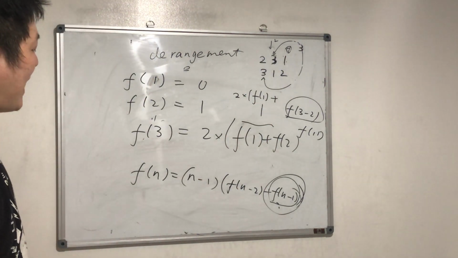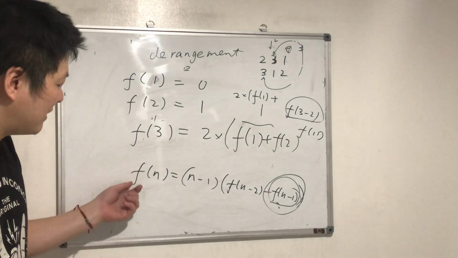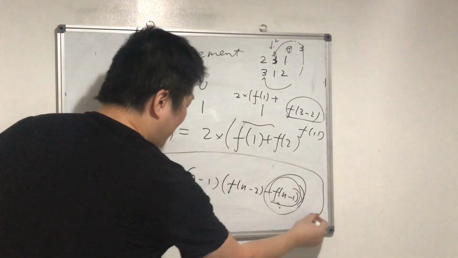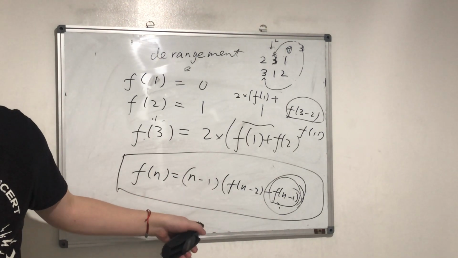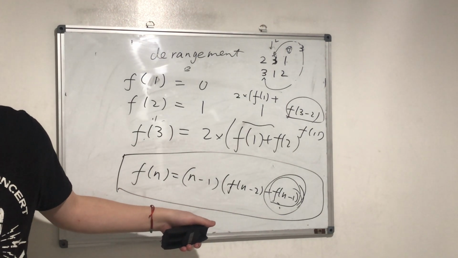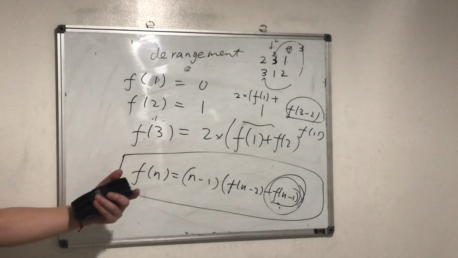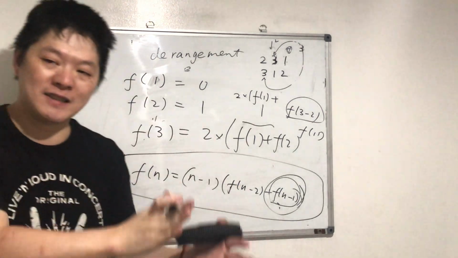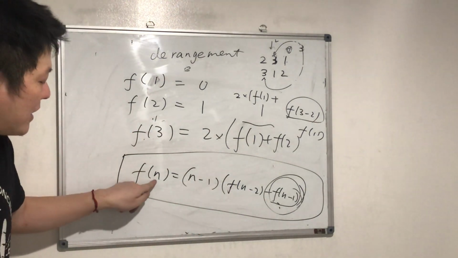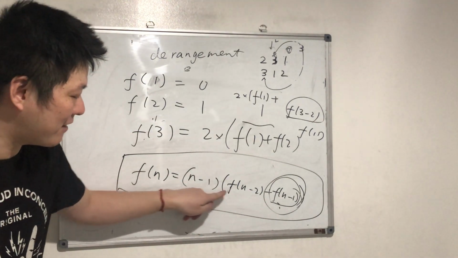Okay, so what do we call this? This is the dynamic programming transition function. Got it? Or transition equation. What's transition? From a state to another state. Because I want to calculate Fn, then I can calculate Fn minus 1.